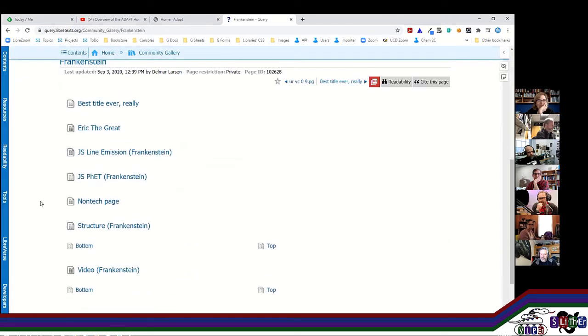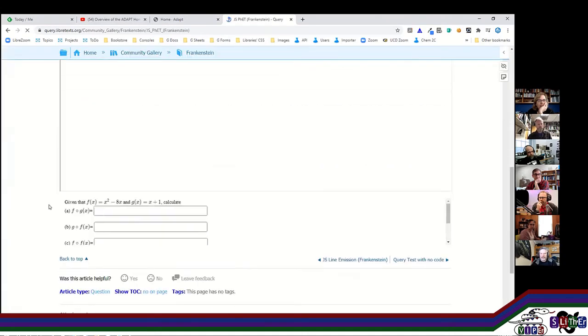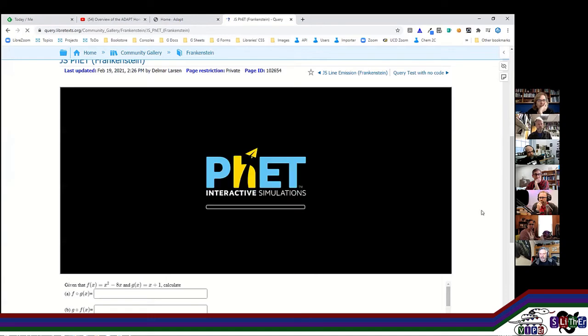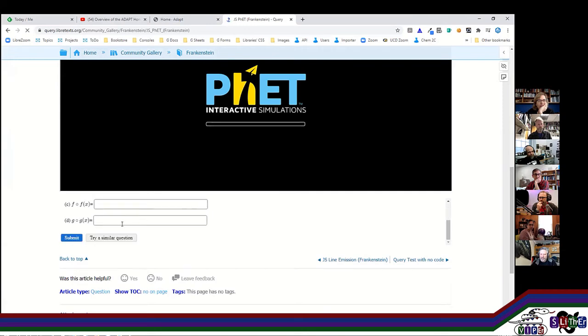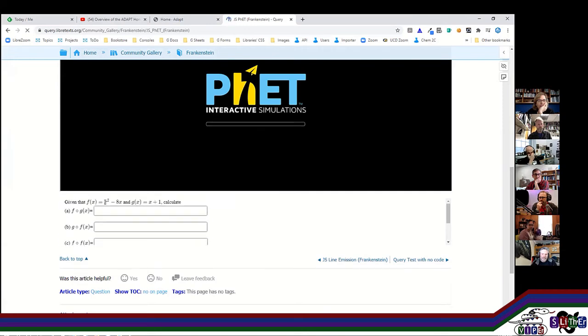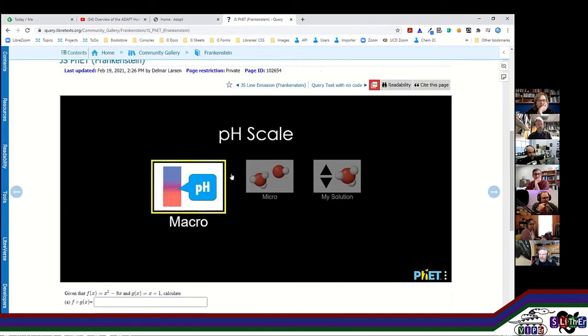So you can take something like, in this case, a PhET simulation, and I can glue a PhET simulation on one side. In this case, I'm not entirely sure what it's going to be. And then I can embed down here some other question that's related to that simulation. I'm not entirely sure why it's not pulling up. There it is.